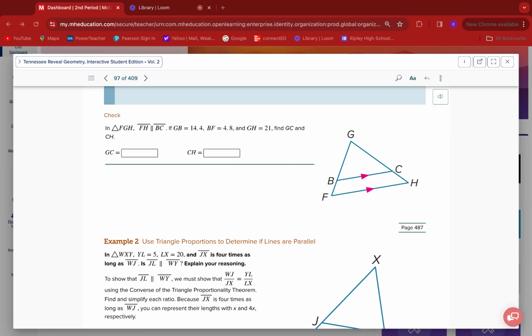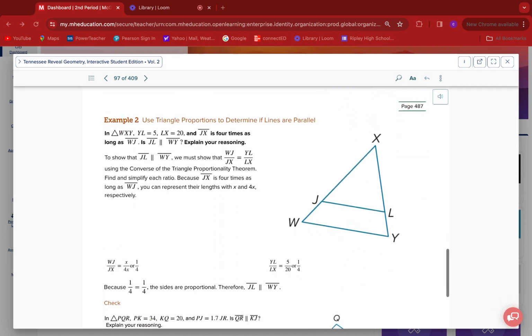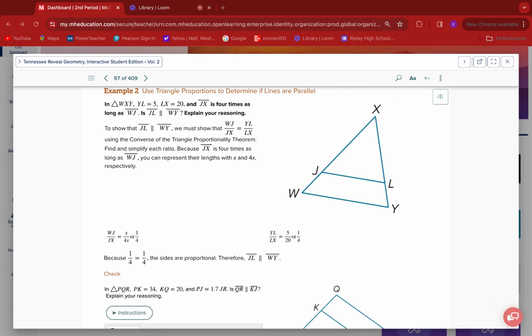All right, so it looks like I'm done with page 487 in your workbook. So we're going to turn the page, go to example number 2. All right, let me get rid of this. Hope you guys are doing okay. All right, so it looks like this one is done for us.